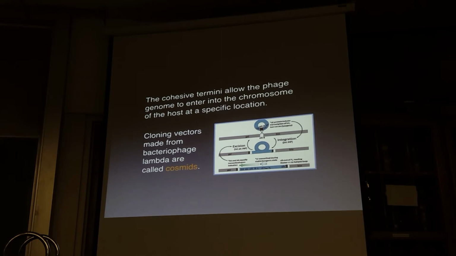I did mention last time that cloning vectors can be made from bacteriophage lambda. If you remove the lytic genes, you have a pretty large loop of DNA that can be genetically modified. Pieces can be put in there. These cloning vectors that are made from bacteriophage lambda are called cosmids, as opposed to plasmids. They're bigger than plasmids by quite a bit. This is a big virus.